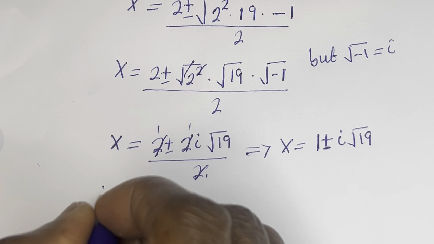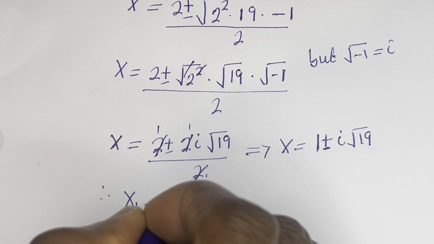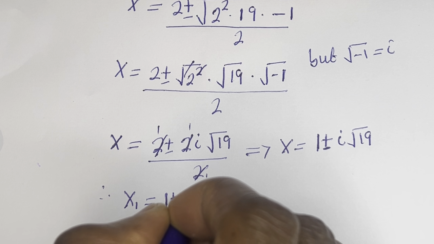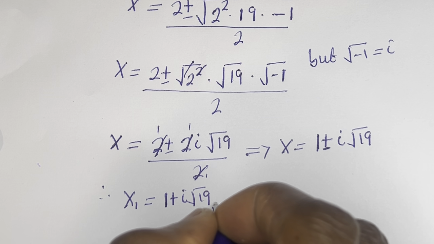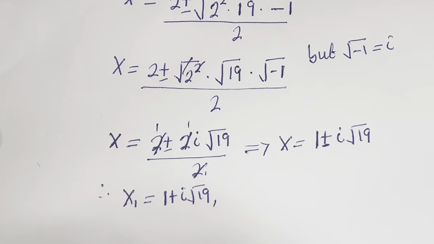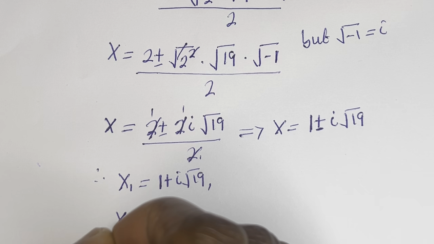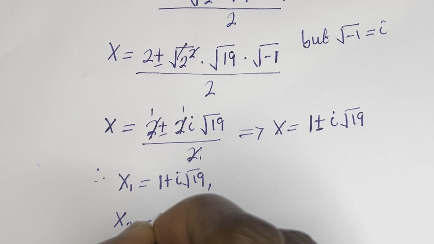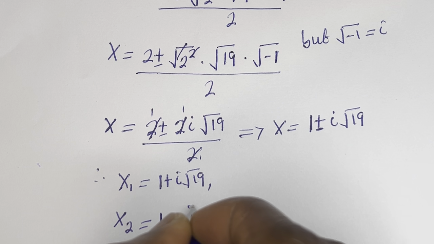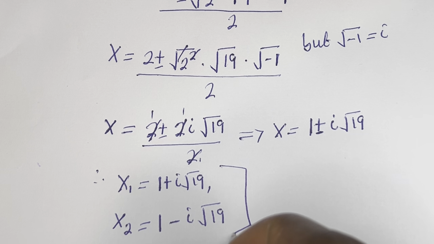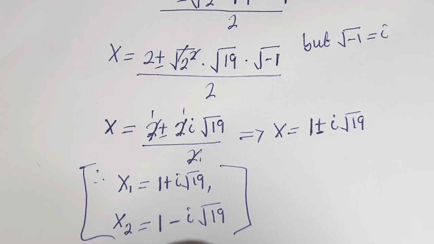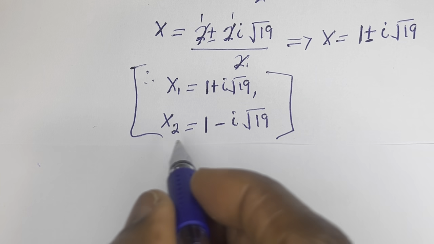Therefore, x1 is equal to 1 plus i square root of 19, and x2 is equal to 1 minus i square root of 19. These are the values of x. We've gotten the value of x.